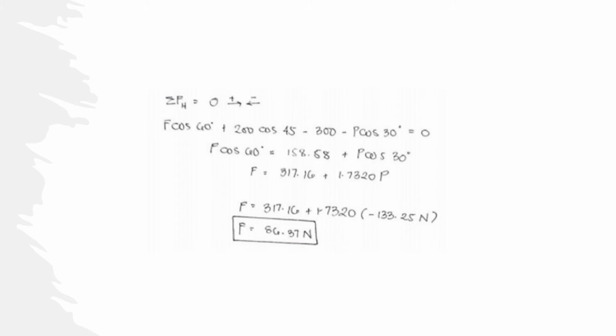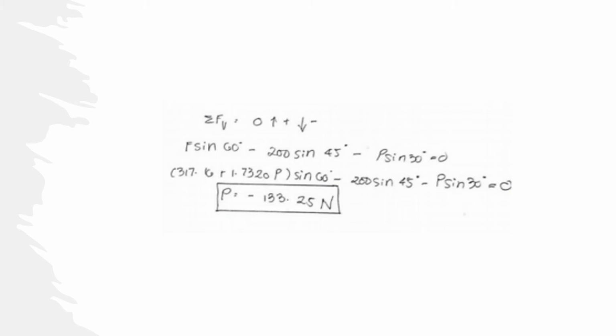And then F cosine 60 is equal to 158.58 plus P cosine 30. And then we get F is equal to 317.16 plus 1.7320P. So this is our first equation. So never mind the second line for now, we will get back to that.